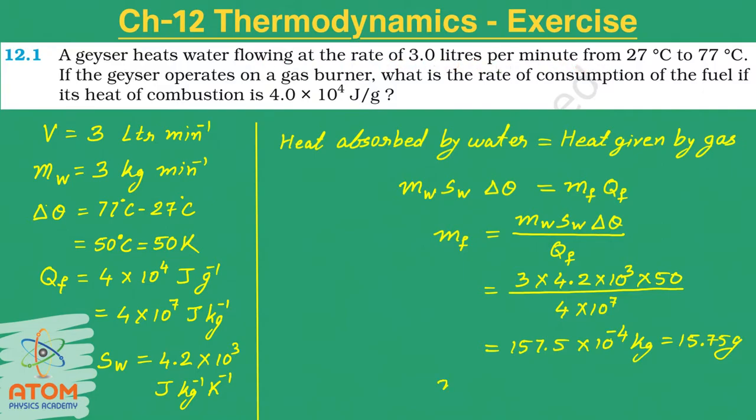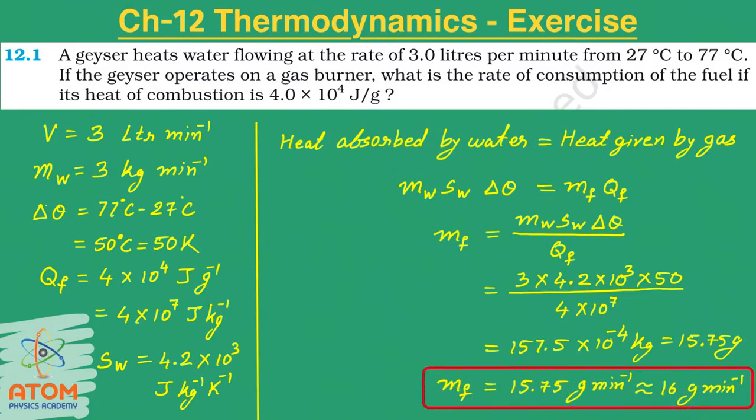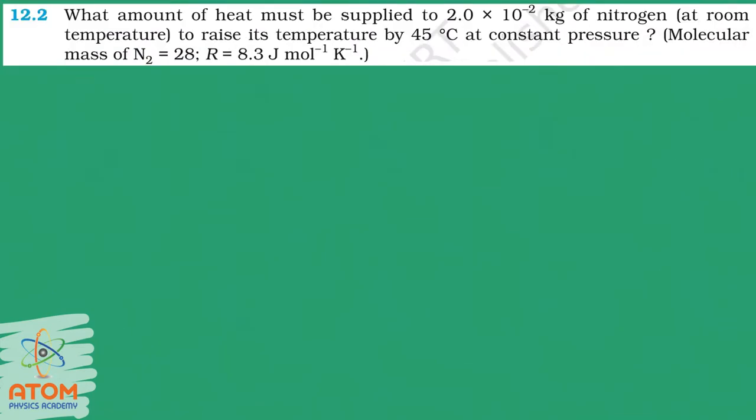So finally the rate of consumption of fuel can be written as 15.75 gram per minute, or it is approximately 16 gram per minute. So here 16 gram per minute of fuel is used to increase the temperature of water from 27 degrees Celsius to 77 degrees Celsius. Now let us see question 12.2.